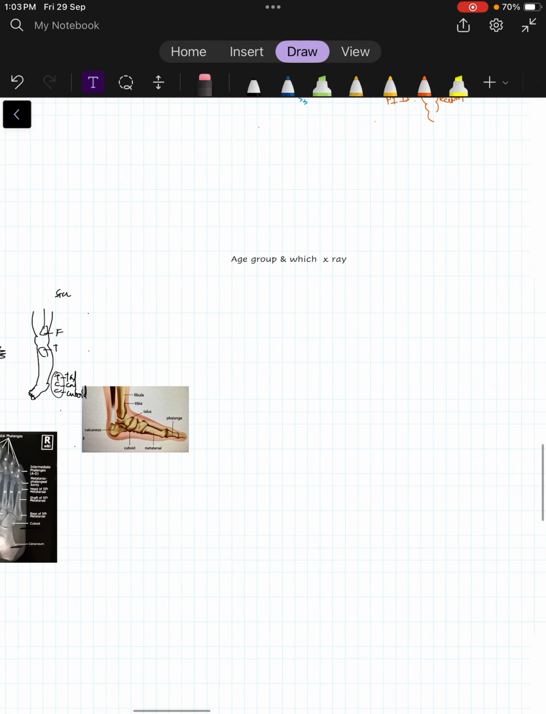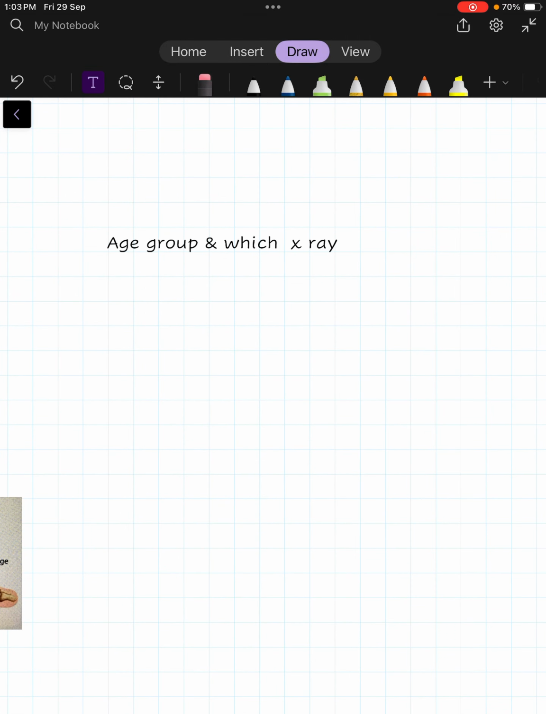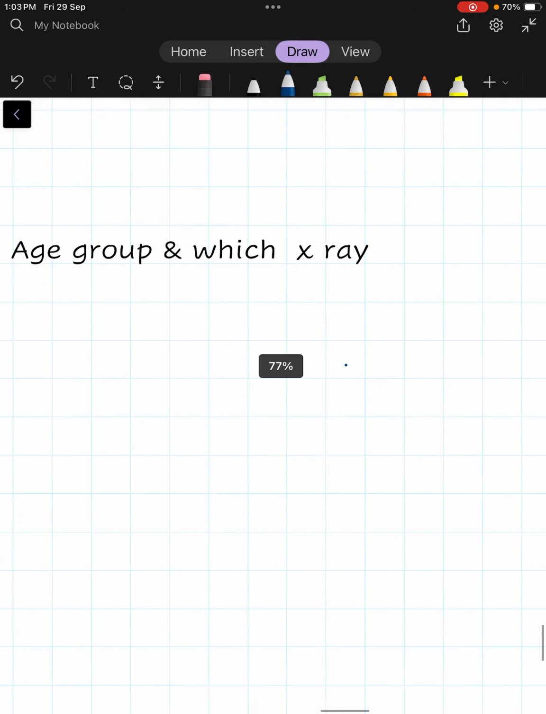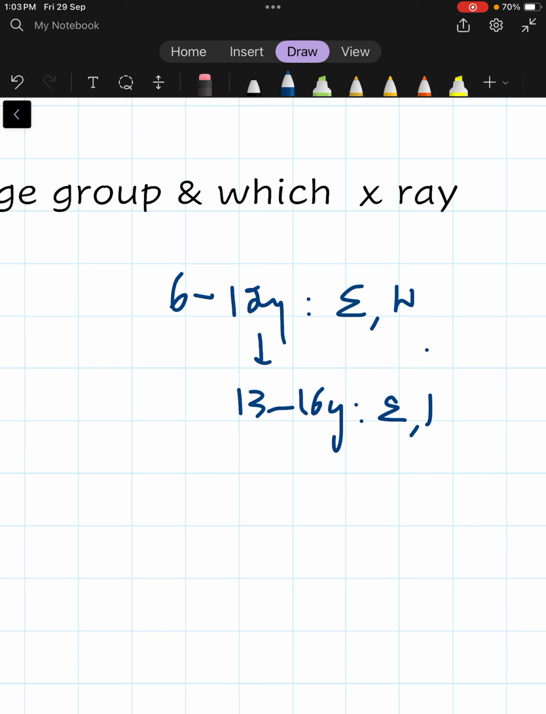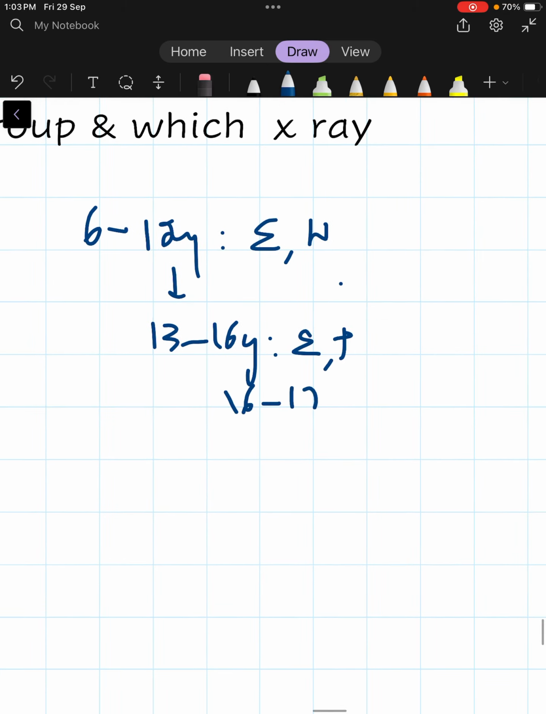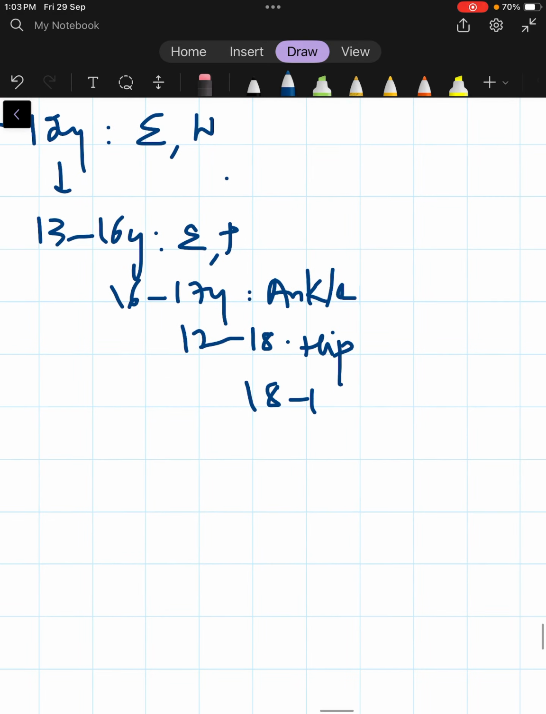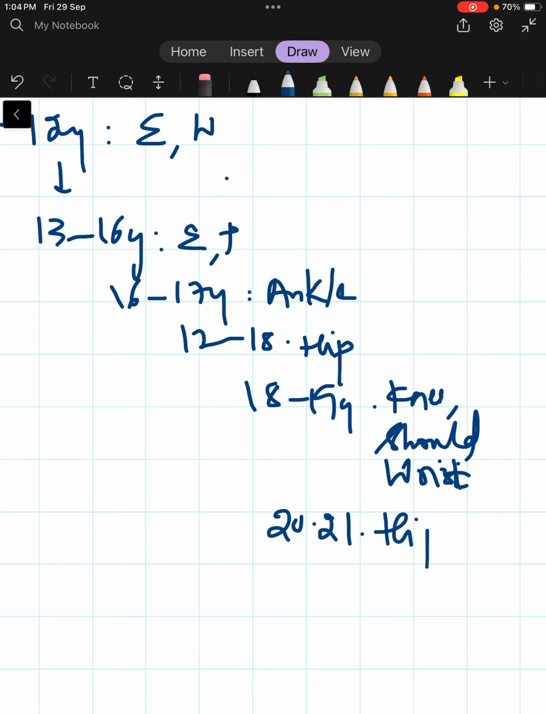And at what age which X-ray is preferred for identification of age? At age group of 6 to 12 years, elbow and wrist X-ray is preferred. Then 13 to 16 years, elbow and pelvis X-ray. 16 to 17 years, ankle X-ray. 17 to 18 years, hip X-ray. 18 to 19 years, knee, shoulder and wrist X-ray. Then 20 to 21, again hip X-ray is preferred.